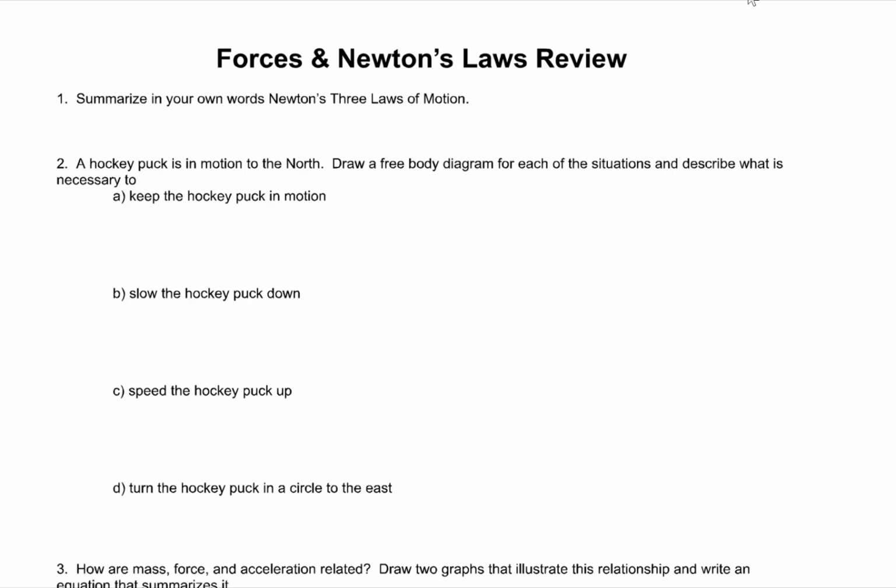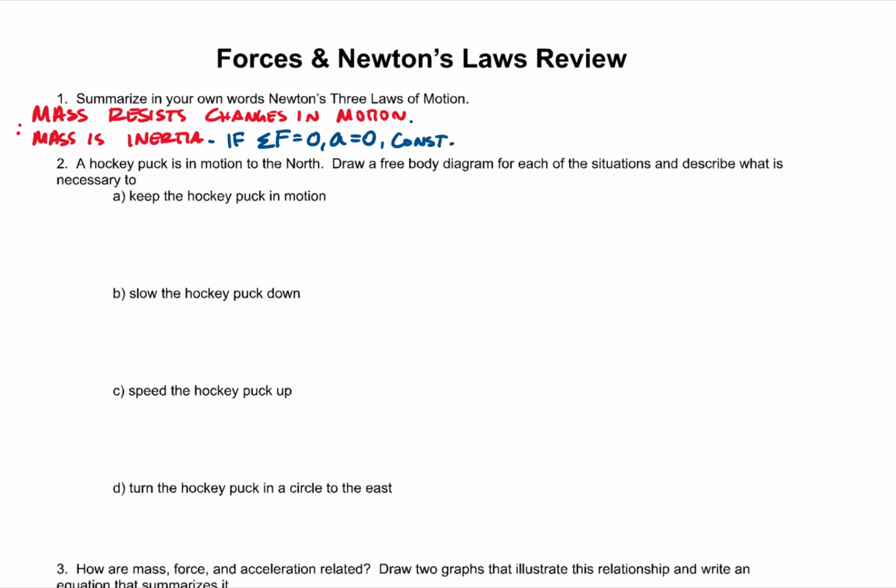Okay, so Newton's first law of motion is that mass resists changes in motion. The first law tells us about mass. Mass is the same thing as inertia, and if the net force is 0, the acceleration is 0, we have constant velocity. Those are all things that the first law tells us. Mass is stubborn and resists changes in motion. Mass is the same thing as inertia, because inertia is the property of an object that says it resists changes in motion. And it says that if the net force is 0, acceleration is 0, and we have constant velocity.